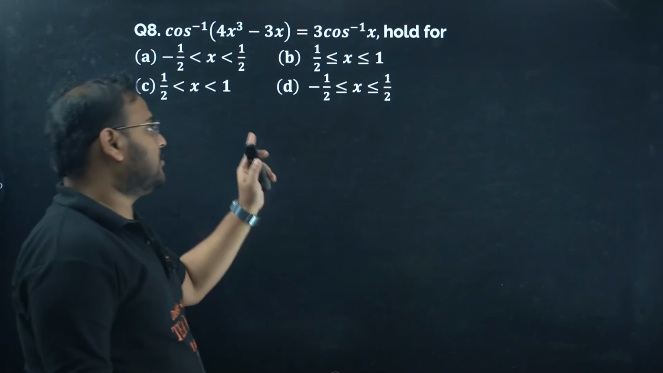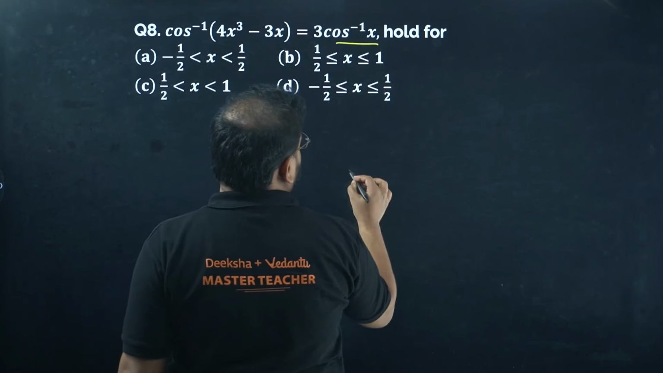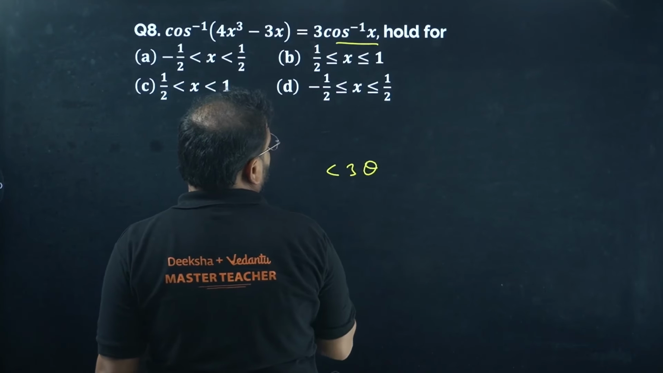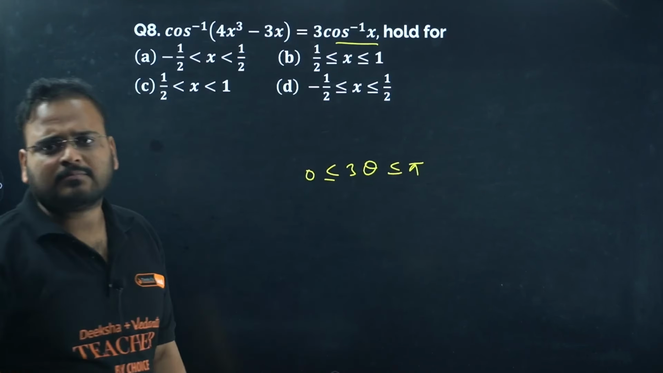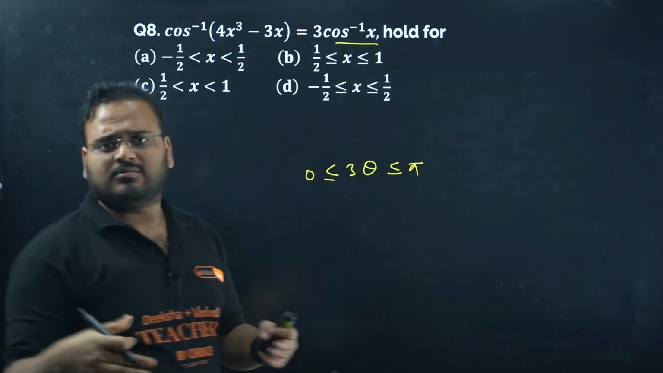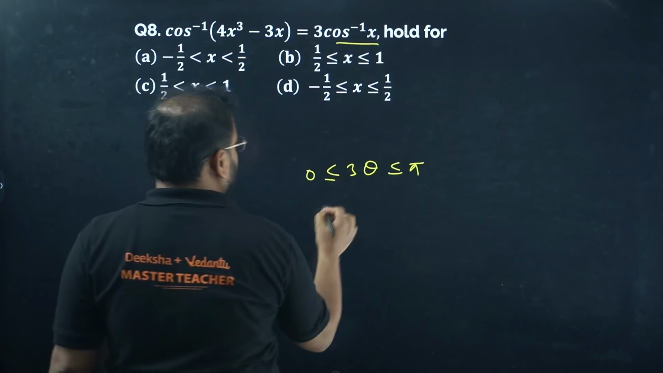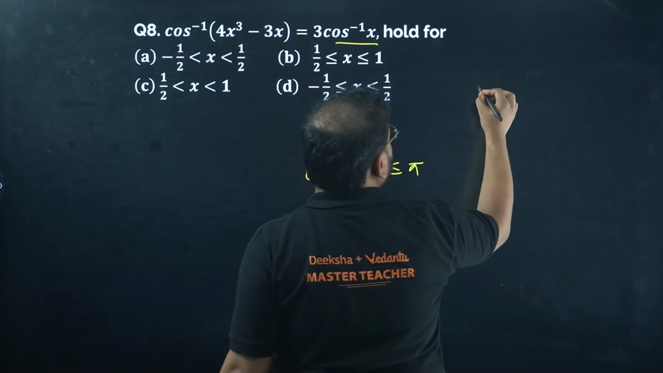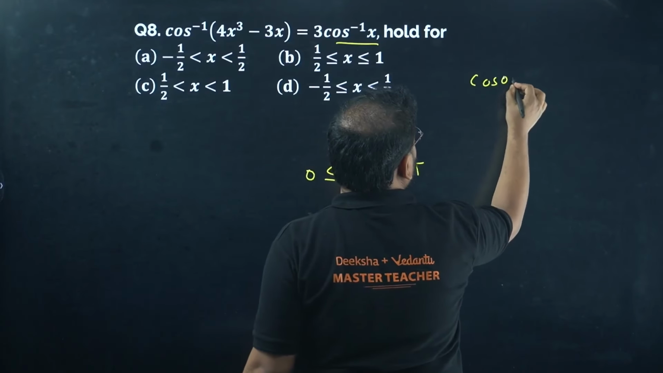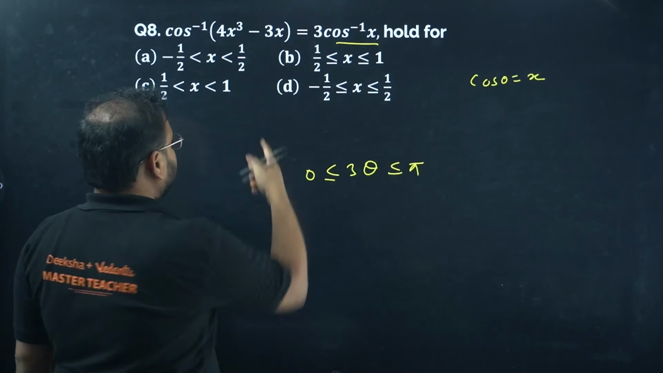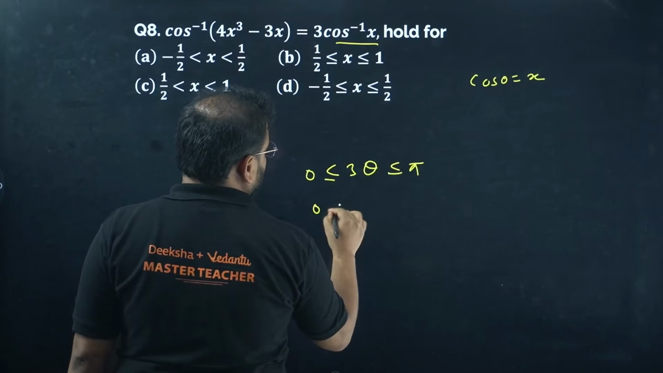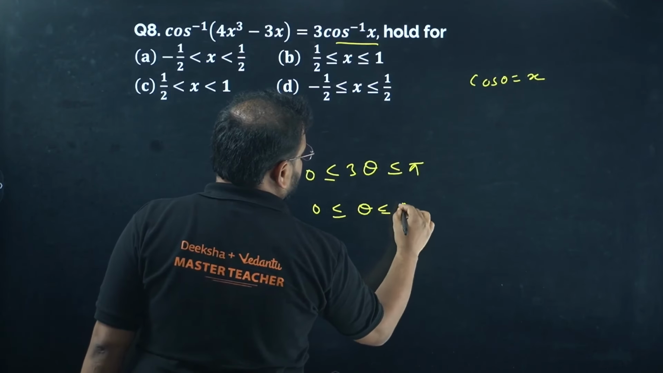Cos inverse of 4x cube minus 3x. We're looking for 3 cos inverse of x. If you take this value as theta, basically you're getting 3 theta is between what and what? 0 to pi. Correct, no? Range of cos inverse is how much? 0 to pi, right? So take the 3 on this side. What I've taken here actually is cos theta is x. That's my assumption to solve this part. You get 0, theta, pi by 3.